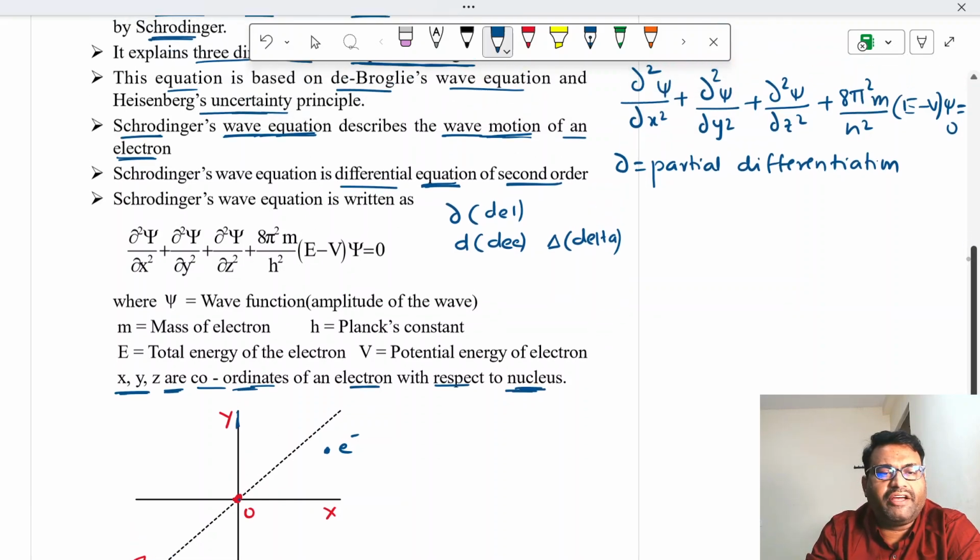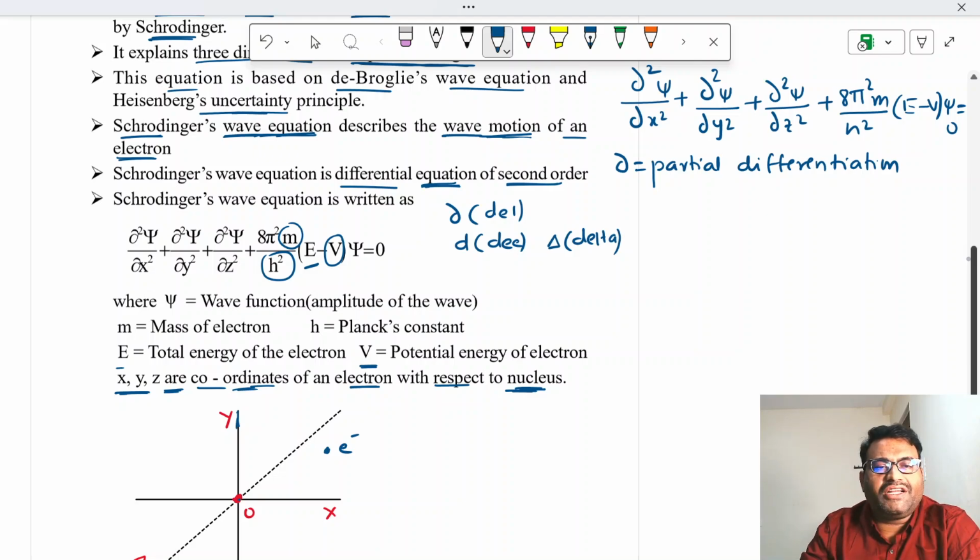The remaining things: h is Planck's constant. V means potential energy of the electron. E means total energy of the electron. M is the mass of the electron.